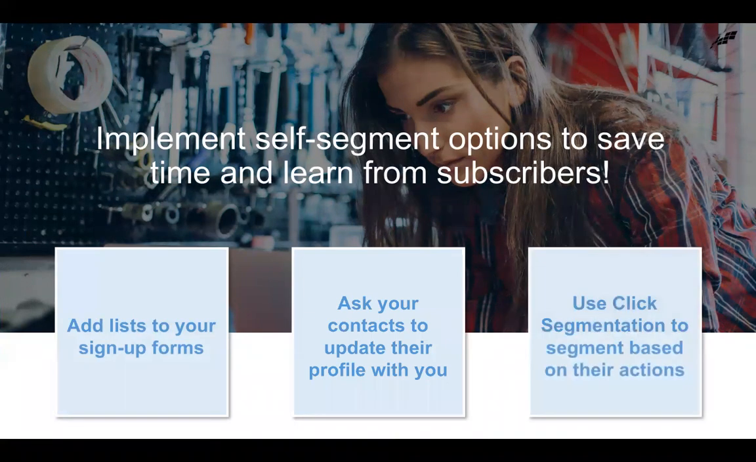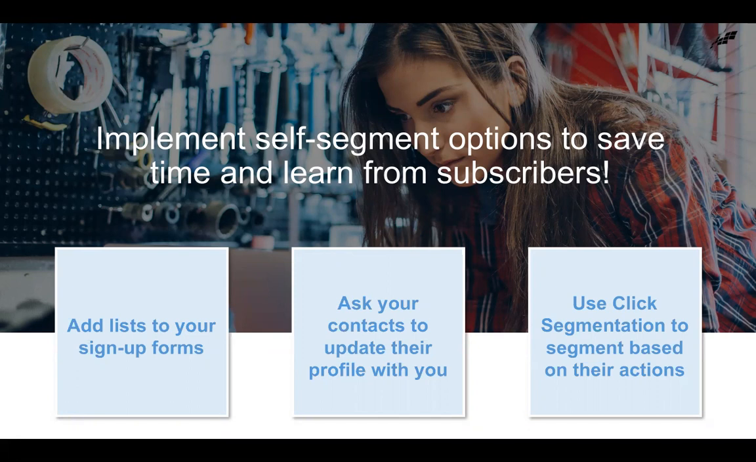Self-segmenting options. Yep, we just talked about this. We're going to add lists to the sign-up form. So remember, you can choose if you want to hear about daily specials, if you want to only get annual updates. If you're a nonprofit, you only want to hear from us once a time. Remember, we can ask our contacts to update their profile to get more data on them so that we can, again, segment them into useful audiences based on their habits.